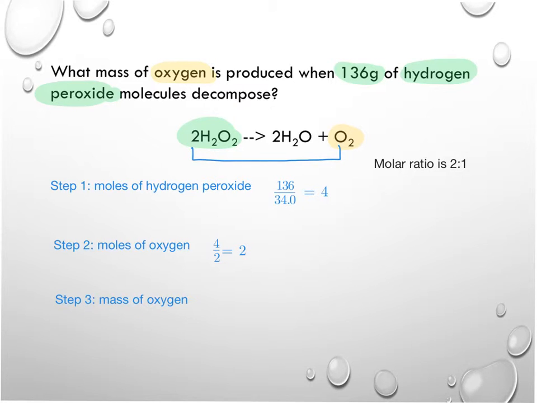Step 3. Mass of oxygen. This is where we will use mass equals moles times the Mr, remembering that oxygen is a diatomic molecule, so 2 times 32 equals 64.0 grams to 3 significant figures.